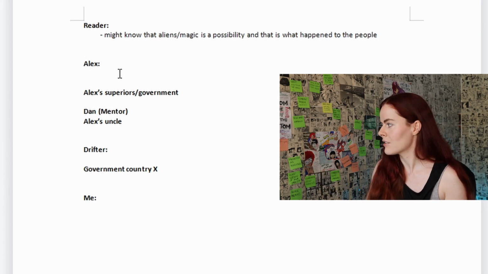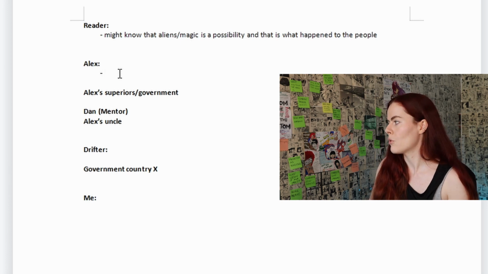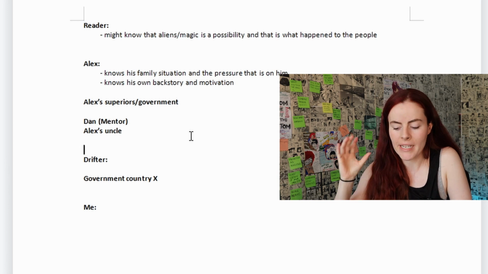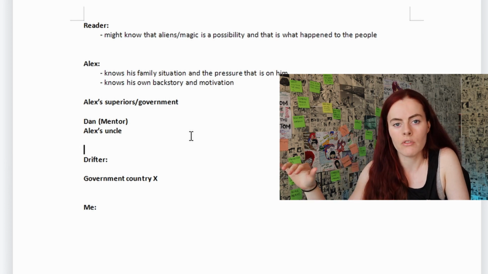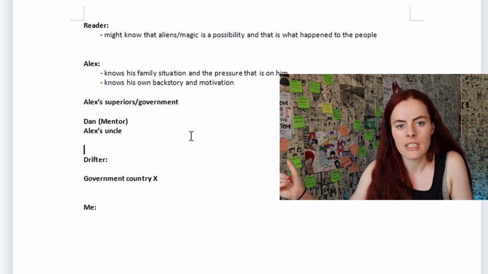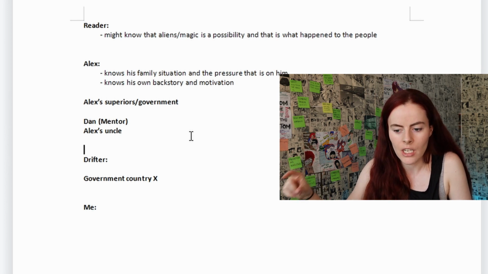So what does Alex know that others don't know? Since Alex is the protagonist and this is a mystery and we're following him through his viewpoint, Alex starts out very much the same as the reader, actually in a bit of a worse position, in the sense that he knows nothing and he's the one who goes from knowing nothing to knowing everything.